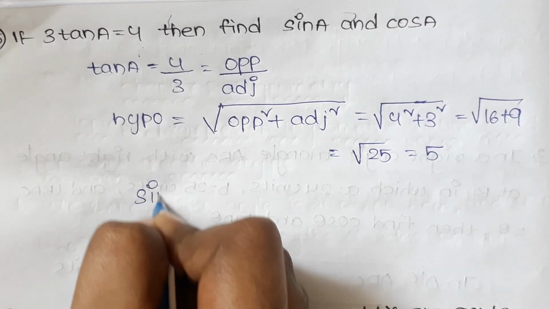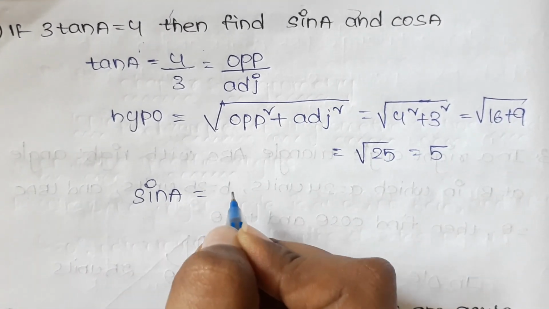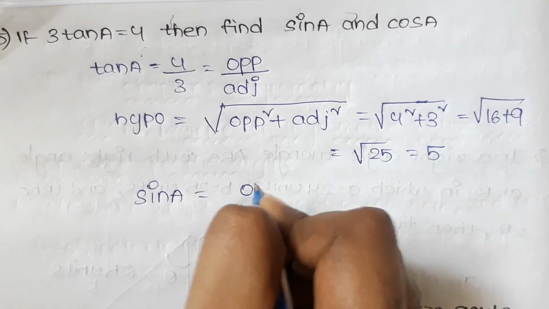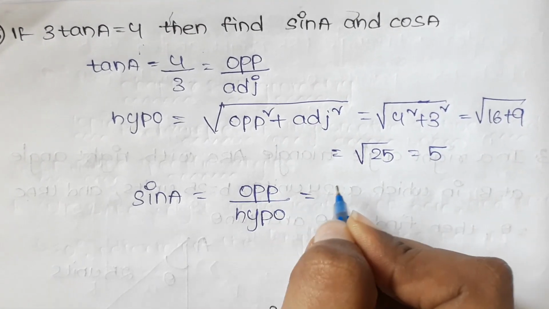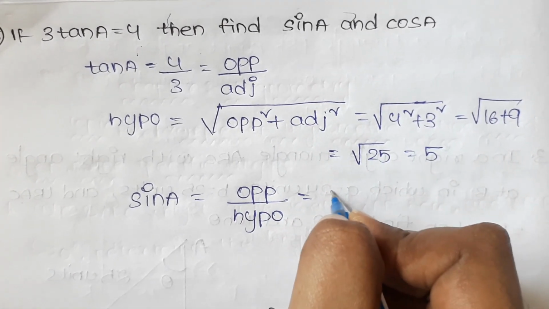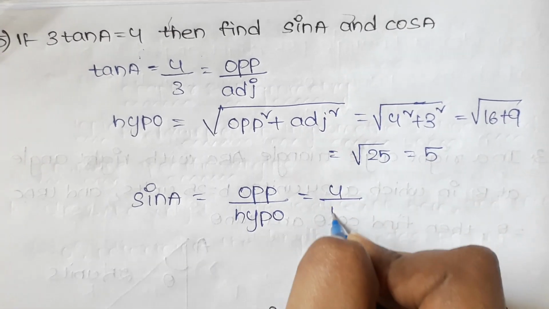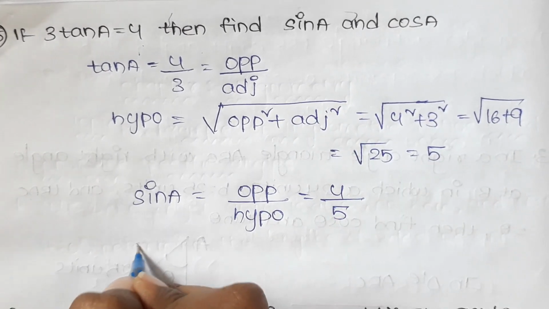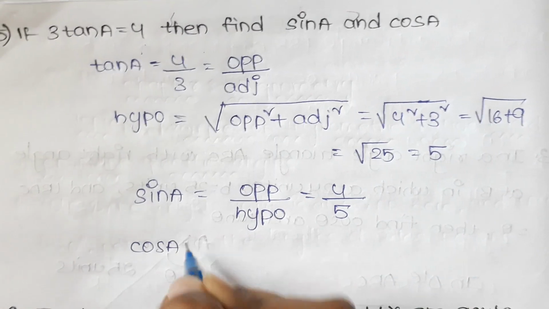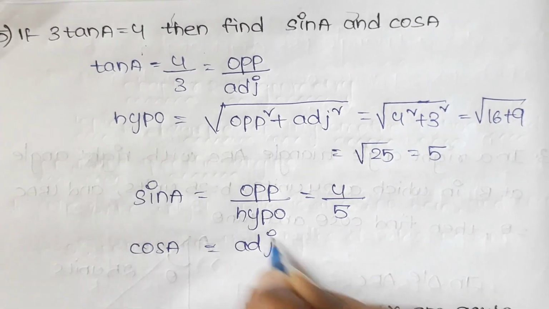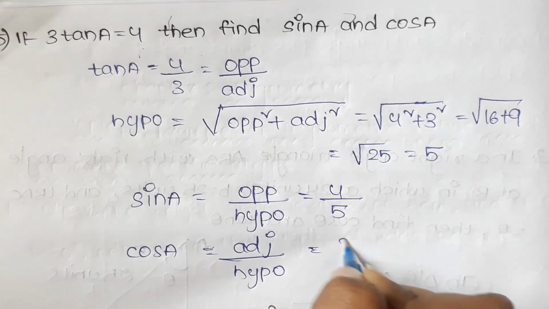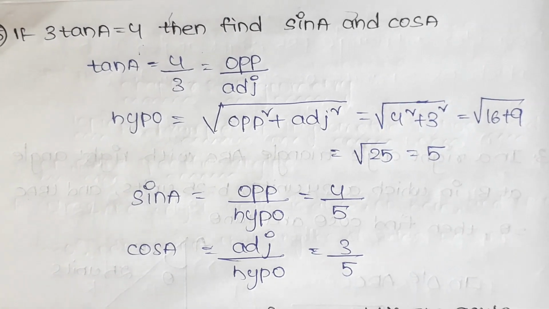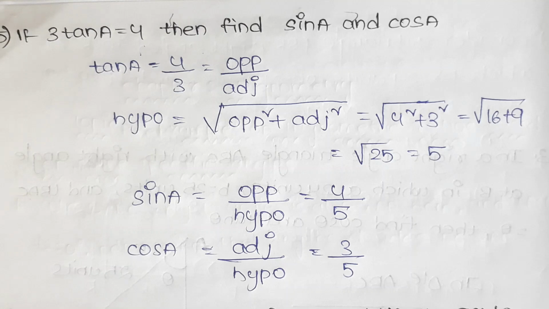Now let us find sin A. Sin A is opposite by hypotenuse. Opposite is nothing but 4 and hypotenuse 5. And similarly cos A is adjacent by hypotenuse, that is 3 by 5. And this is about the fifth question. Now let us see the sixth one.